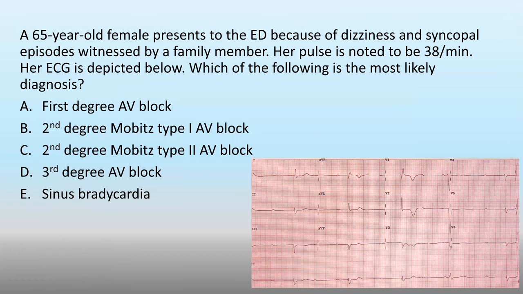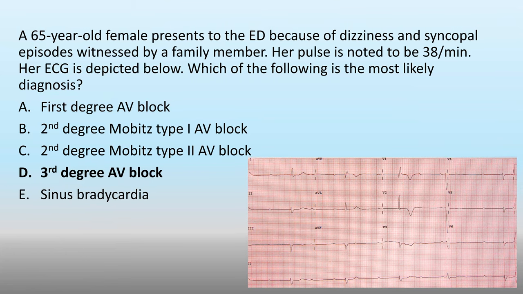A 65-year-old female presents to the ED because of dizziness and syncopal episodes witnessed by a family member. The pulse is noted to be 38, and the EKG is depicted below. Which of the following is the most likely diagnosis? So spend a minute and go through what you see in this EKG. I'll show you the answer and then we'll talk about the EKG.